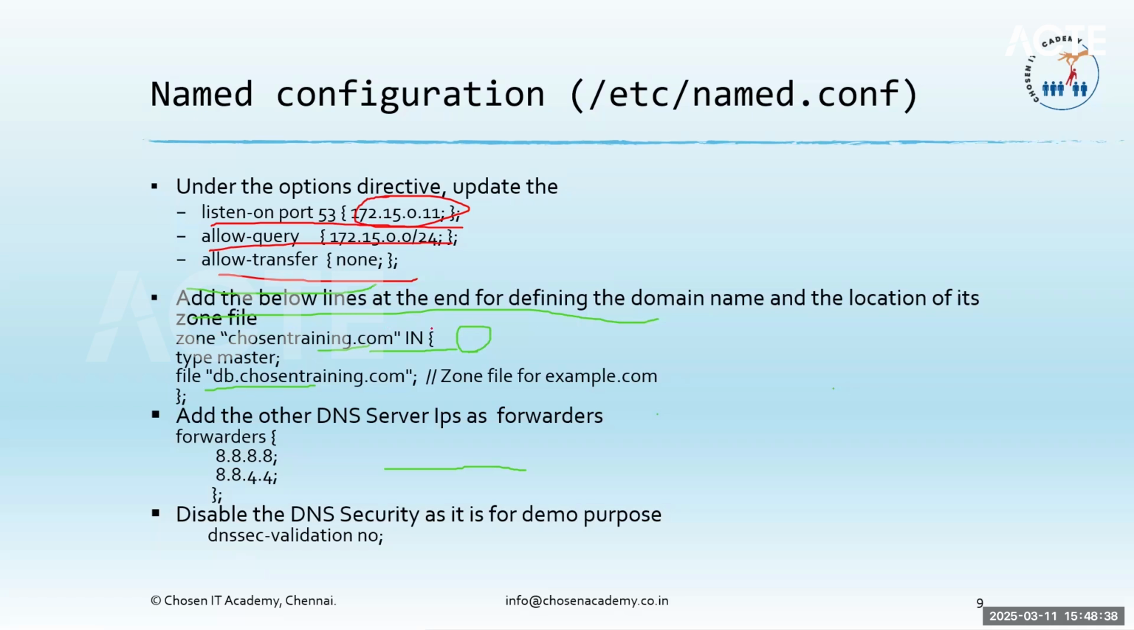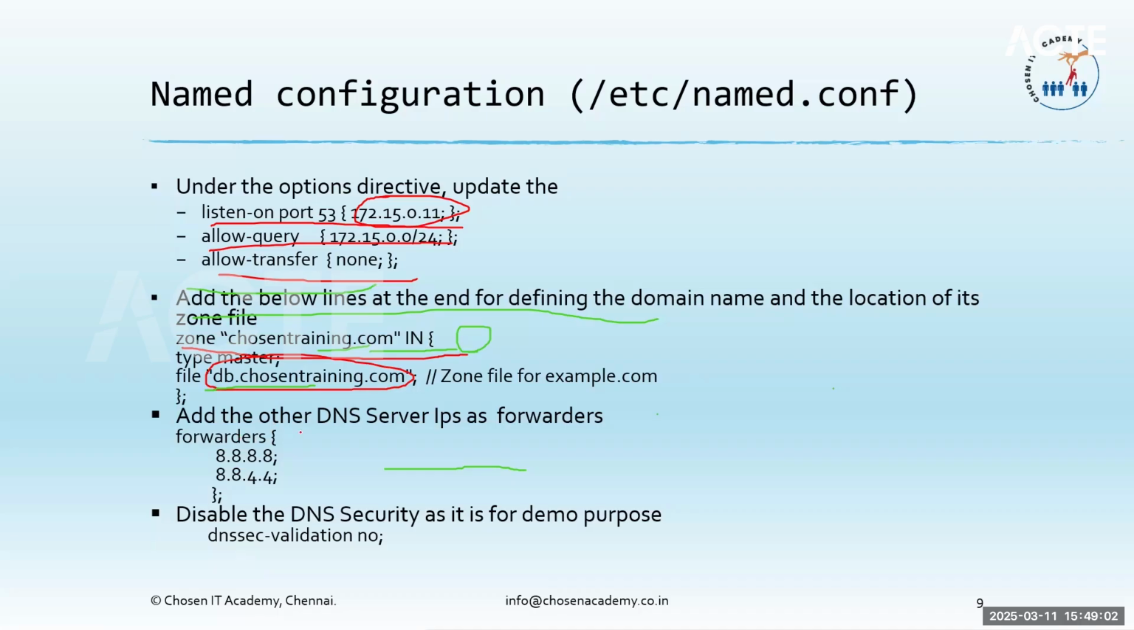And coming to defining the zone, there's a zone directive that we'll have to give here. Zone type master and zone file. The zone file is db.chosentraining.com. This is the name of the file we've taken, and we'll have to specify it at the end. I'll show this file in a moment.